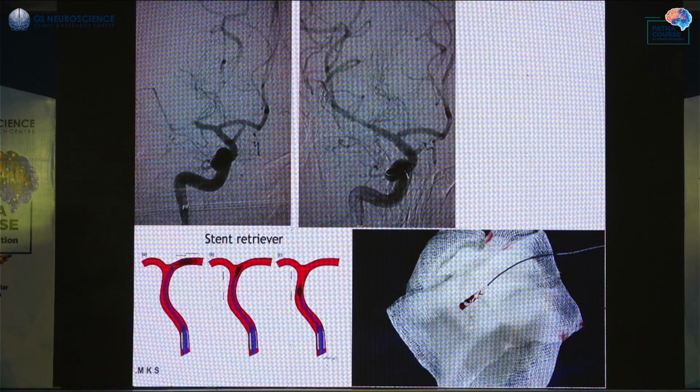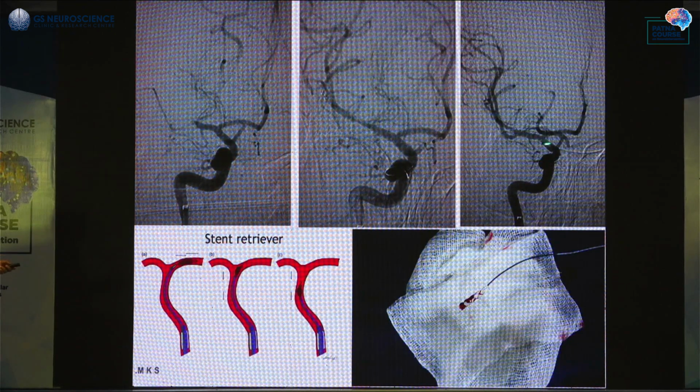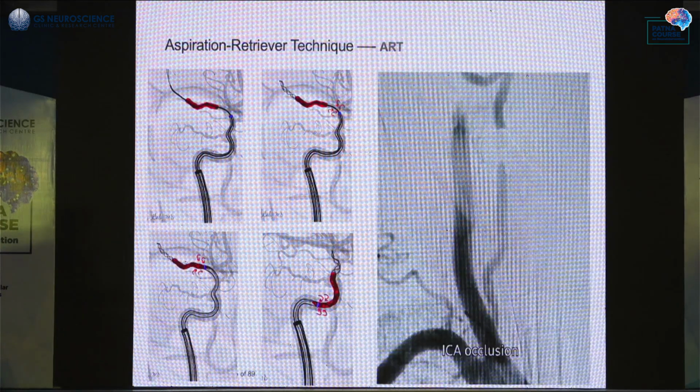Once it is captured, as a whole unit, you bring it down to the balloon guide, because it is a wide bore catheter. So no need to remove the balloon catheter, and you can suck it out, like in this case. These are the simple aspiration and stent retriever techniques.